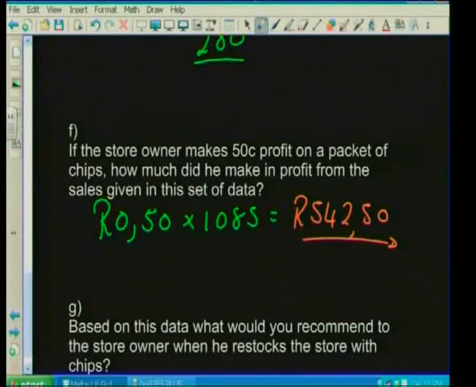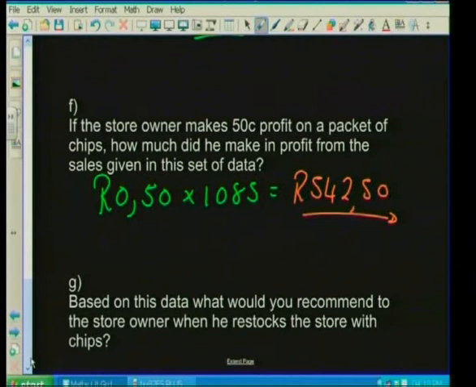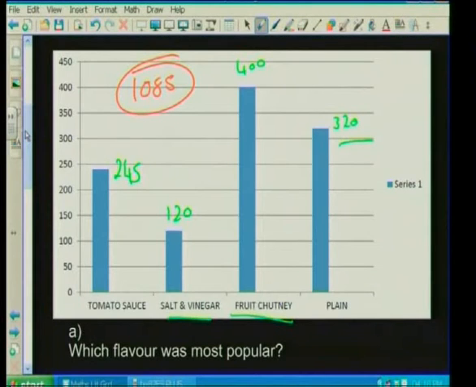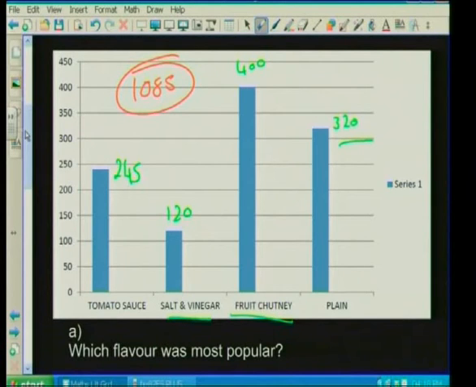Next one. Based on this data, what would you recommend to the store owner when he restocks the store with chips? So if you were the guy working in the shop and you said to him, right, we need more chips. But I tell you what, pal, don't go and buy salt and vinegar. We're not selling many of them. We only sold 120. And he said, well, which one should we buy more of and stock more of? You know what? If I were you, I'd buy lots of fruit chutney. Why? Because we're selling so many of them. Just look at this on the graph.